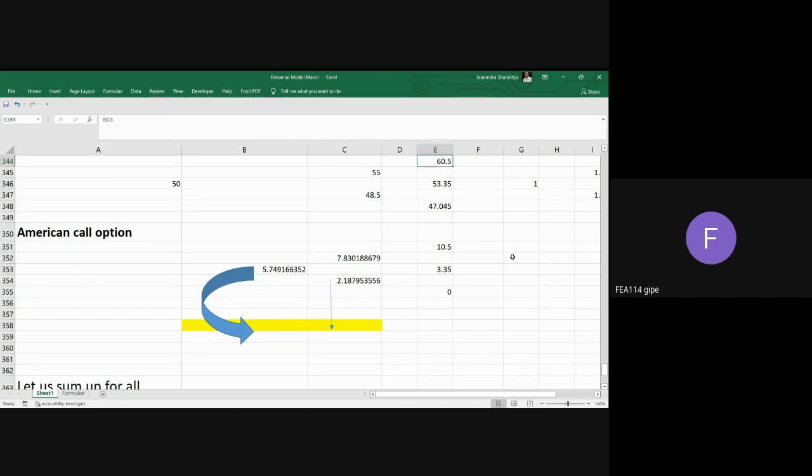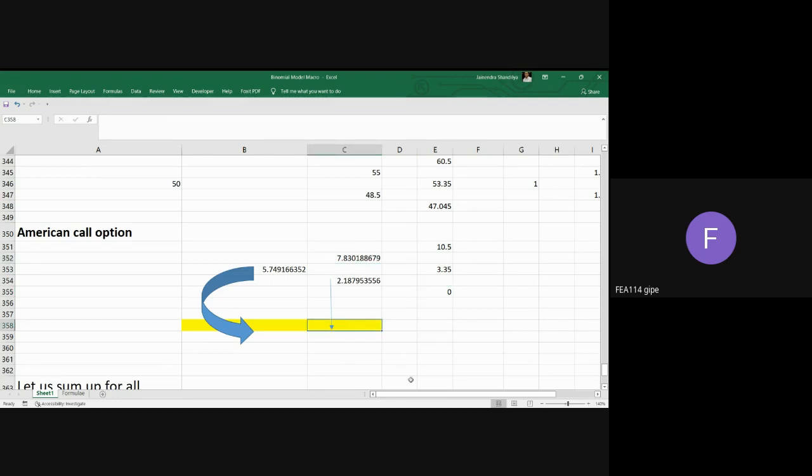If 60.5 is the final market price of the stock, then 10.5 is the value, because 60.5 minus the exercise price of 50. If 53.35 is the final price at state 2, then the value becomes 3.35. And at 47.045 there is zero value, because this is less than 50, and this is a call option. So a call option will only have value if the stock price goes further up than the exercise price. Now how do I price this?